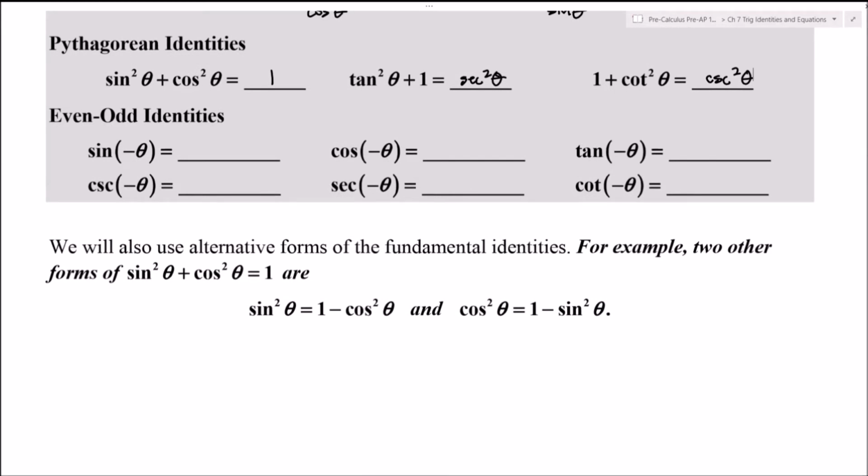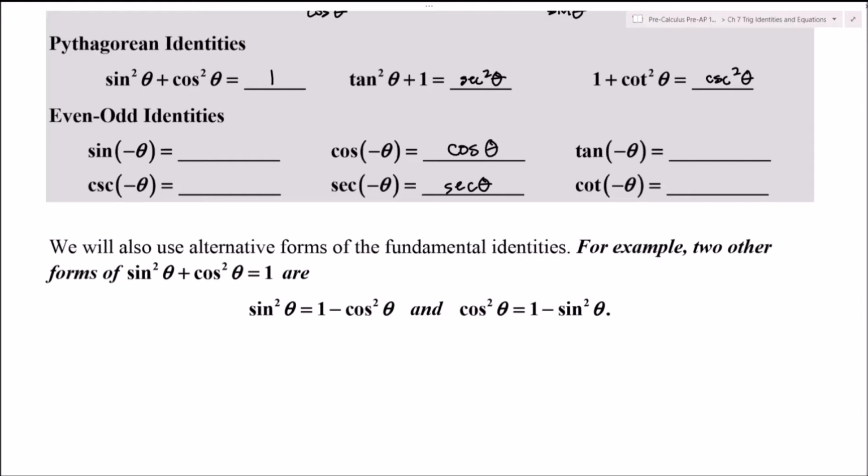Even odd identities, the way to remember this: the only two functions out of the 6 that are even are cosine and secant. And these are reciprocal pairs, cosine and secant. So cosine and secant are the only even ones. Even means that when you negate its argument, the inside stuff, negative theta, it doesn't feel it, and it's as if it had never happened. Cosine negative theta is cosine theta. This one's secant negative theta is secant theta. So negating the angle will not change anything.